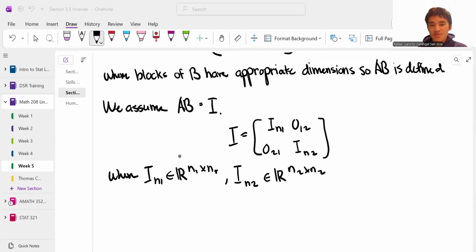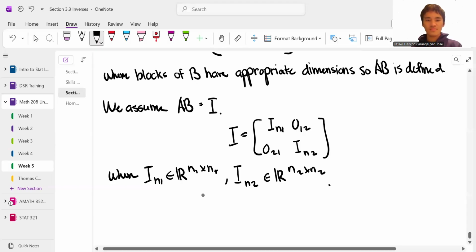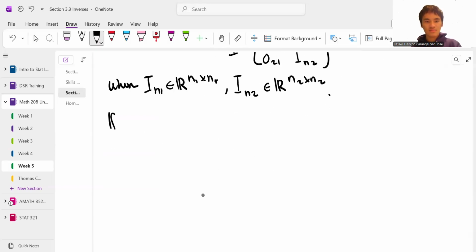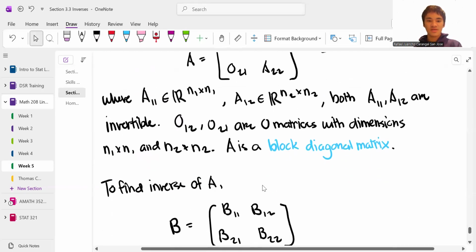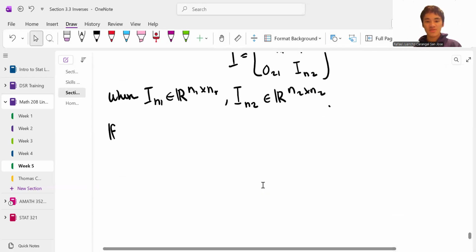And we already know what 0 sub 1 2 and 0 sub 2 1 are. We just defined them above here. There are matrices with zero entries, and they have the same number of dimensions as defined above.